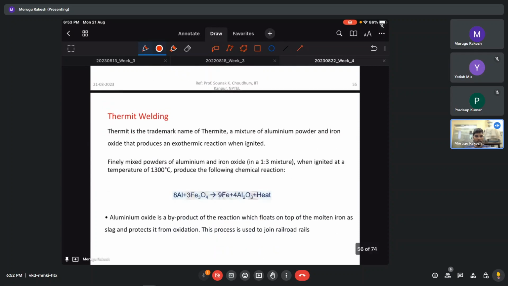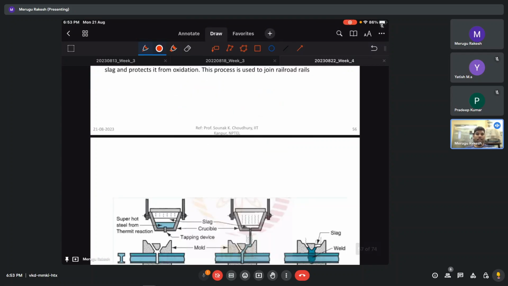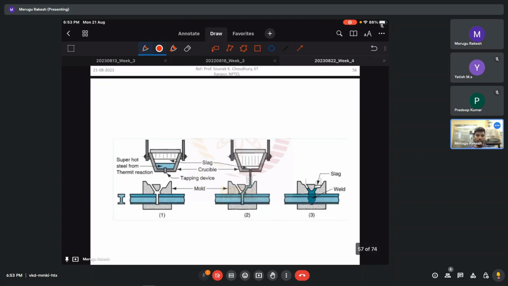So next one is thermite welding. This is very popular for joining railway railroads. Basically, we have a thermite mixture, which is a 1:3 ratio of aluminum to iron oxide. When you combine these two and start the reaction, we get heat which is enough to completely melt the iron oxide, and then it forms Al2O3, aluminum oxide, which floats on the surface and can be easily removed.